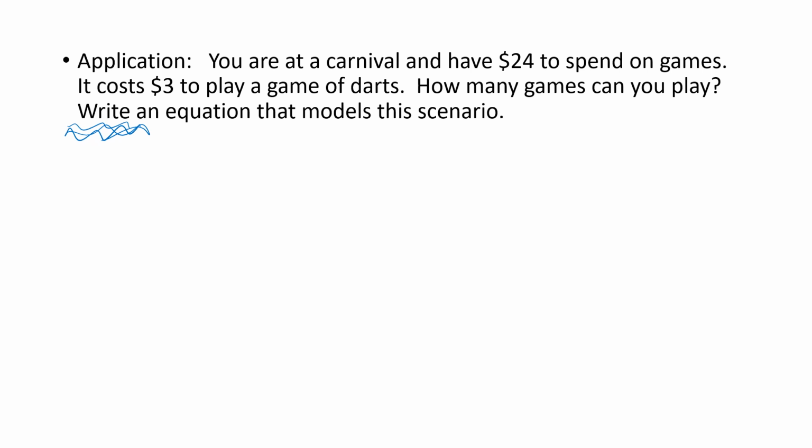There's a couple of different ways that you could do this particular one. There's not one way of expressing this, but one way you might express it is, if it costs $3 for each game of darts, and we call G the number of games that you play, $3 times the number of games has to be equal to $24, where G is the number of games. Notice that I use G for games. So that would be one way you could write that equation: 3G equals 24.